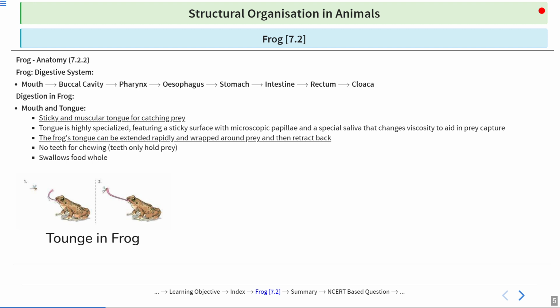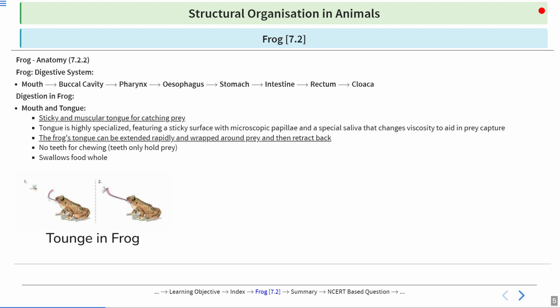Okay. Next, the frog tongue can be extended rapidly. It can protrude outside, wrap around the prey and then retreat back. Right? So whenever they see any fly in the outer environment, they take out their tongue, they make the movement in such a way that they can capture the fly with the tongue, and they can retreat back inside their mouth.